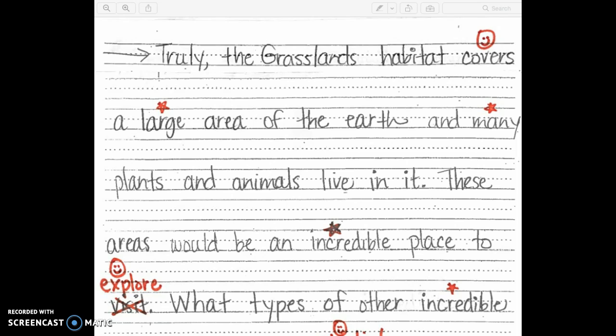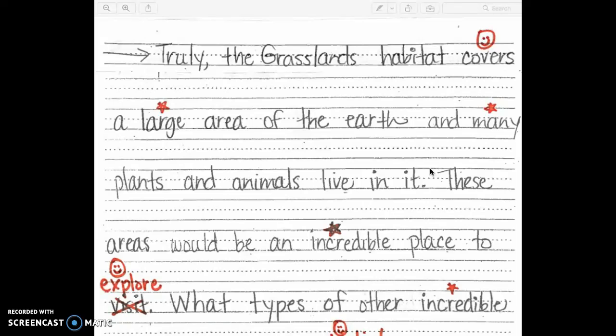This is my example of a conclusion paragraph for the grasslands habitat. My first sentence, which is indented, answers the first question that says, what's the most important thing for readers to remember about the habitat? I wrote, truly, the grasslands habitat covers a large area of the earth and many plants and animals live in it.